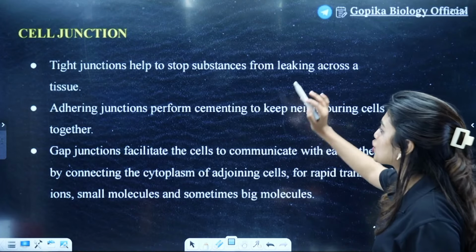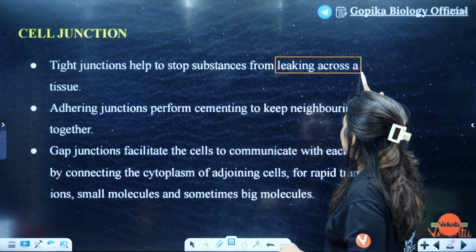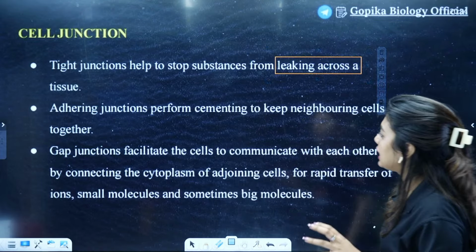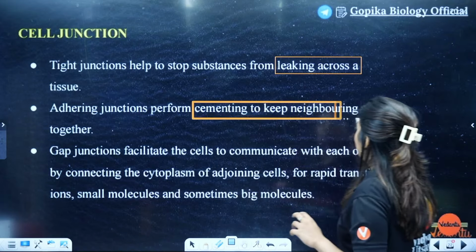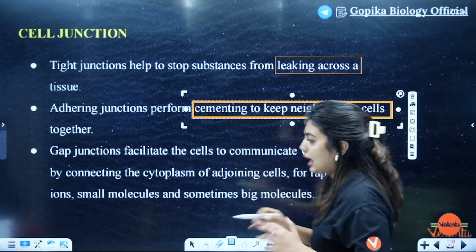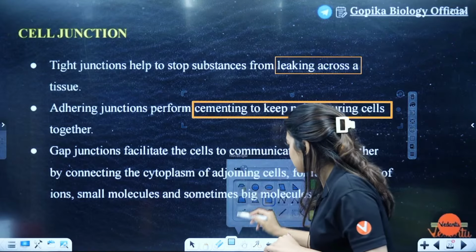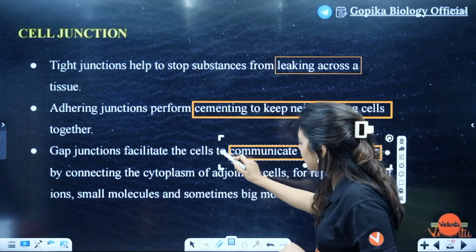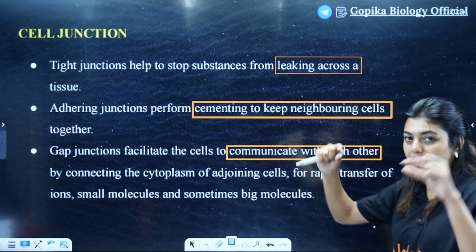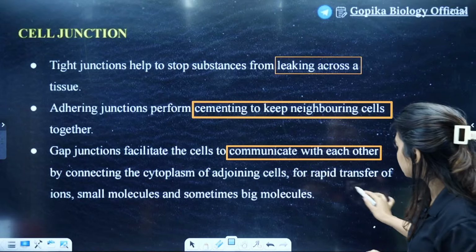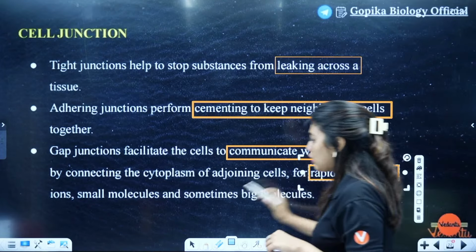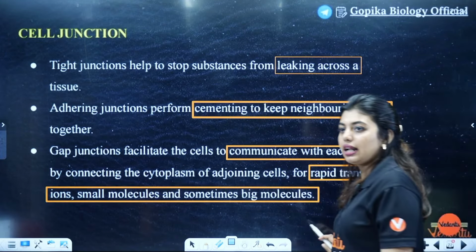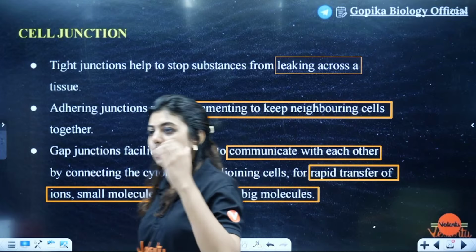Tight junctions help to stop substances from leaking across the tissue. After the class, immediately I'll share the notes with all of you. Adhering junctions perform the cementing to keep the neighboring cells together. That is what I told you, adhere. Gap junctions facilitate the cells to communicate with each other. How do they help in communicating? By connecting the cytoplasm. That's why I did that connection. You understood, no? Adjoining cells for rapid transfer of ions, small molecules, and sometimes even big molecules. Done. NCERT, okay? NCERT.